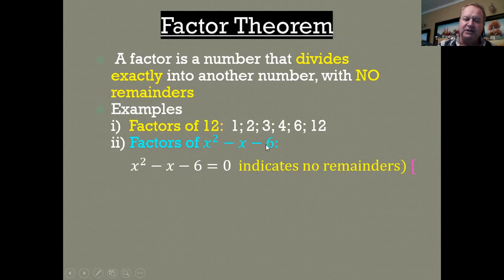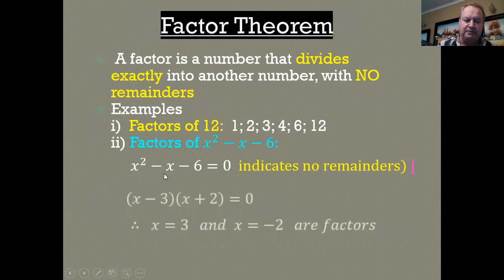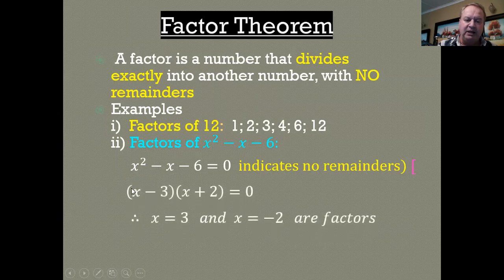Now to find the factors of x squared minus x minus 6, I let it equal to 0. And I find for which x values will the left-hand side equal 0. This here is a quadratic equation, so I can factorize. The factors of x squared is x times x. The factors of 6 is 6 and 1, 1 and 6, 3 and 2, 2 and 3. I'm going to use 3 and 2. Negative here says opposite sign. I'm going to put the negative with the 3 and the positive with the 2.